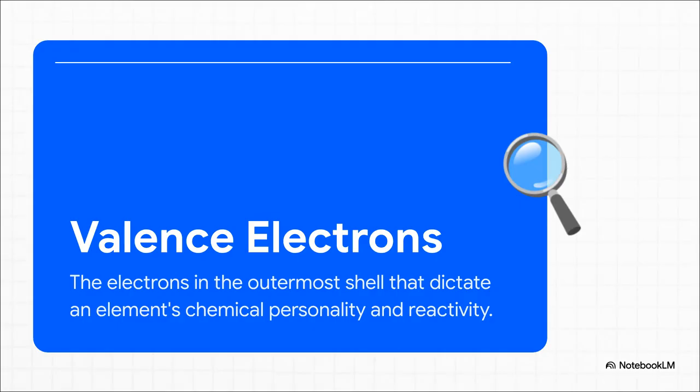Okay, one last piece of the puzzle: valence electrons. These are the electrons living on the top floor of our atomic apartment building, the outermost shell. These are the socialites. They're the ones on the frontier, the ones that meet other atoms, form bonds, and make all the chemical reactions happen. An atom's entire chemical personality comes down to these valence electrons.